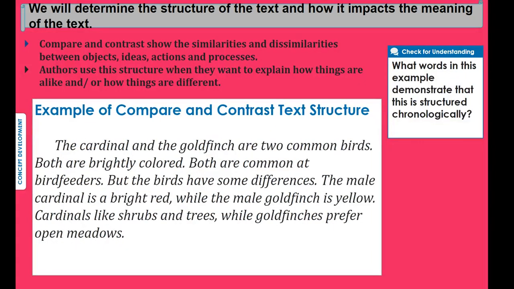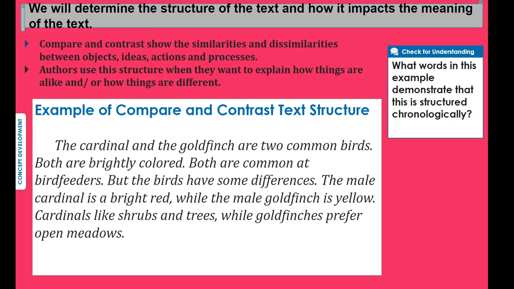Next, we have compare and contrast. When we're comparing something, we're showing how they are similar. When we are contrasting, we're showing how they are dissimilar or opposites between the objects, ideas, actions, and processes. Authors use this particular structure when they want to explain how something is alike or how something is different. Okay? Take a look at the example and make sure that you understand that this is comparison and contrast.